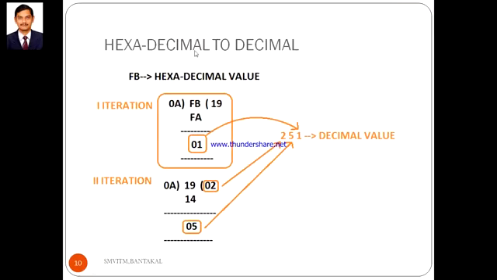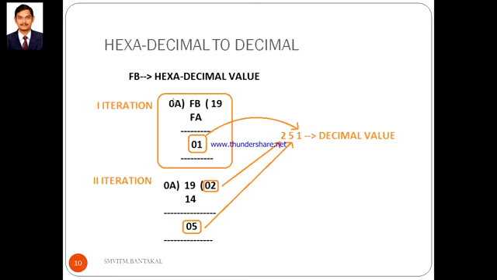Next, hexadecimal to decimal conversion. It's a very easy process. Only 2 iterations are required for a 1 byte hexadecimal value to a decimal conversion. Here in the first iteration, we have to divide the original content. Say FB is a hexadecimal value. I am assuming the data FB.